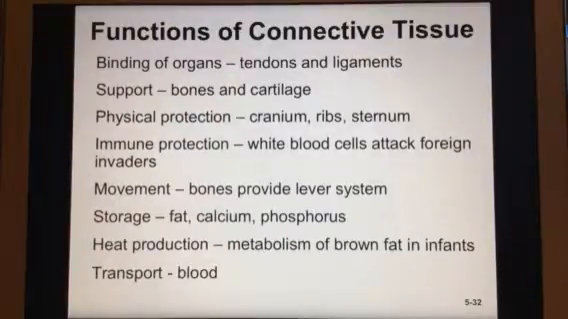The functions of connective tissue is quite a long list, and that's because the connective tissue has so many different types. So some connective tissue is binding the organs, those tendons and the ligaments. Some connective tissue is supporting. That would be an example of bones and cartilage. Physical protection, immune protection. You don't think of connective tissue as blood, but blood does fall into this category, which also includes a function of transport. And bones are also in this category, so that means one of our functions for this category has to be movement. And then you see storage and heat production as well.